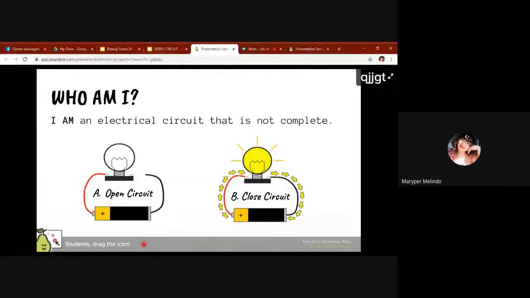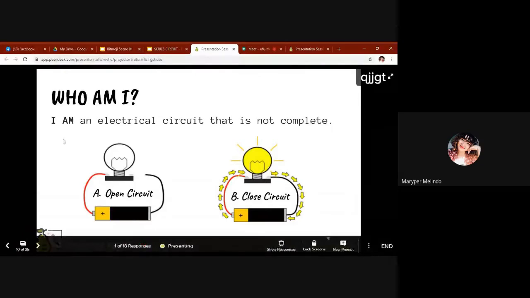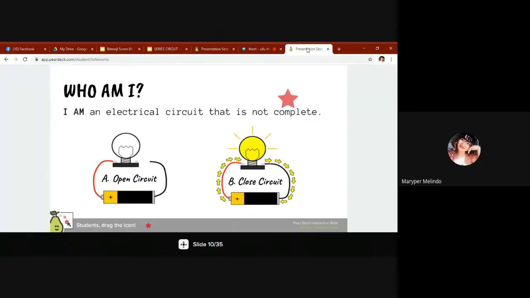So, who am I? I am an electrical circuit that is not complete. Now, what I want you to do is to drag the star icon. This one. Drag this one. You may choose kung ano yung gusto mong sagot. Which of the two? Is it open circuit or is it closed circuit?